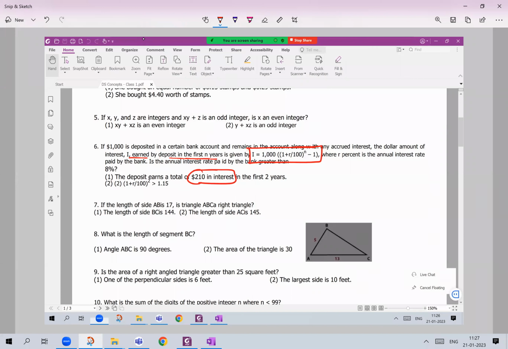Got it. So I just thought that this 1,000 refers to the 1,000 that is deposited. No, that's the principal amount. Yeah, I got it. That's why I thought there is one more unknown entity.